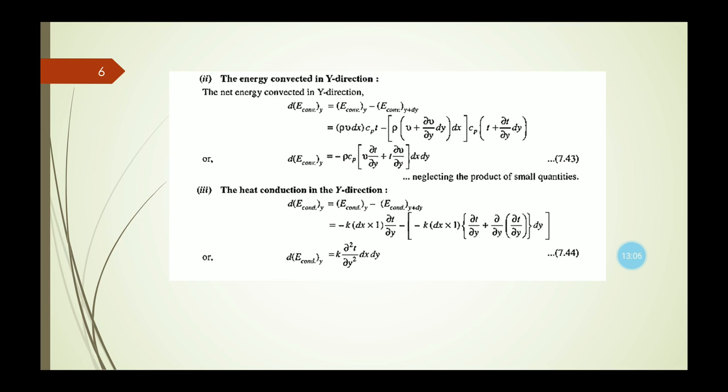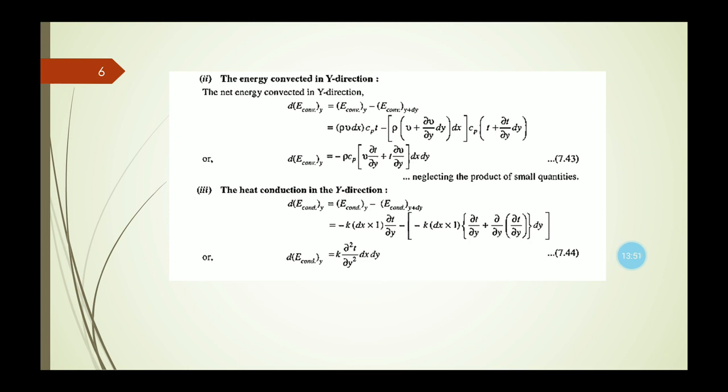Next, the energy convected in the y direction. In a similar manner to what we calculated for the first part, we can write dE convection y direction is equal to E convection y minus E convection y plus dy. If we do the similar steps in the y direction for this energy convection, then ultimately we will be getting dE convection y, this is equal to minus rho Cp into (v ∂T/∂y plus T ∂v/∂y) multiplied by dx dy.